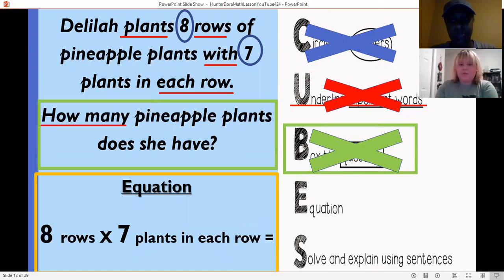Yes, wonderful. And our very last step is S. So solve and explain using a sentence. So take just a minute right now, boys and girls, and pause and solve the problem. And when we go to the next slide, you can check your work.